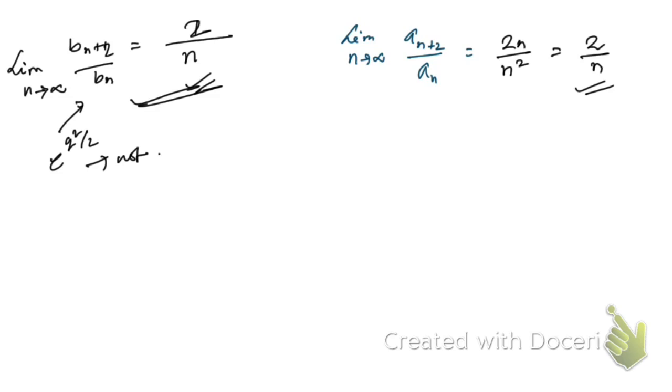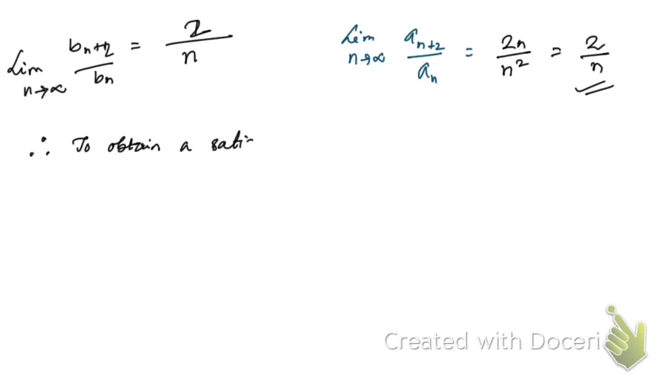So that's why, to obtain a satisfactory wave function, the power series solution, the power series, that means which series? This one.